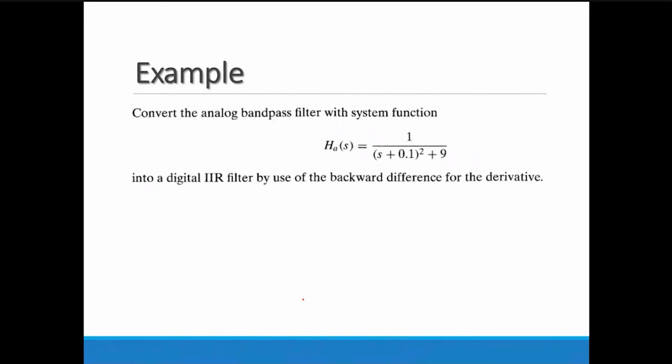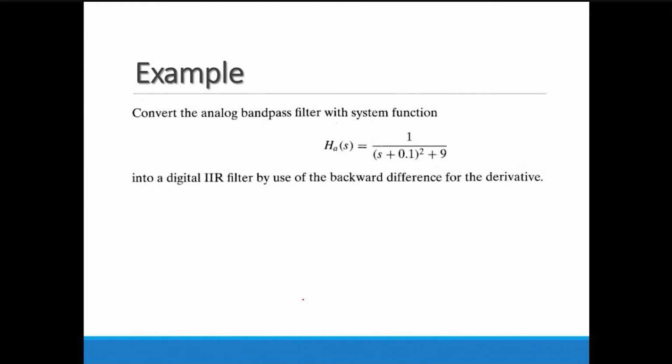Now let us solve one or two examples based on this, which are already discussed in Proakis's book. I'm taking the same examples. Converting the analog bandpass filter with the system function H(s) equal to 1 upon (s plus 0.1) square plus 9, into a digital IIR filter by use of the backward difference for the derivative. Means whatever approximation of the derivative method you have studied, you have to use that method and design the digital IIR filter from this analog bandpass filter.